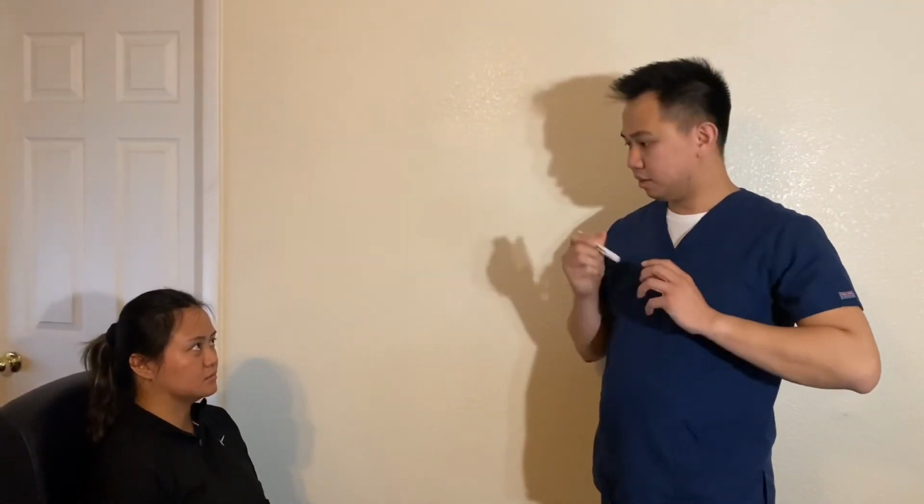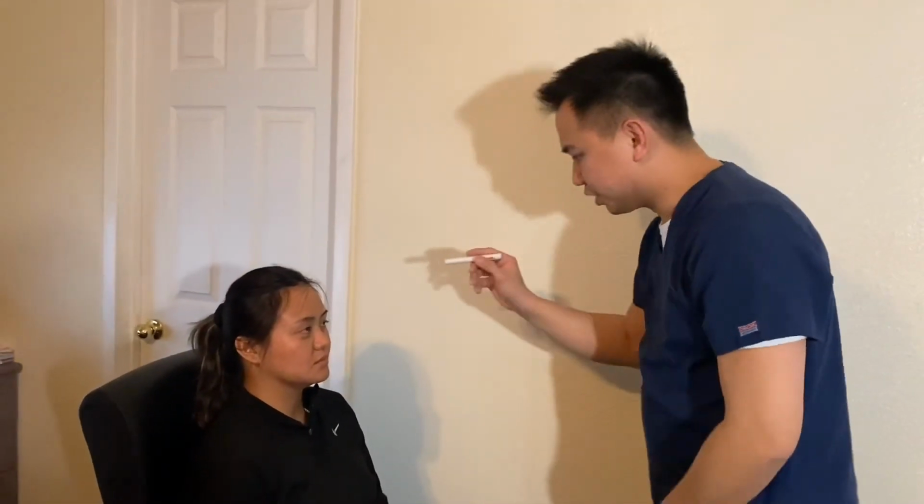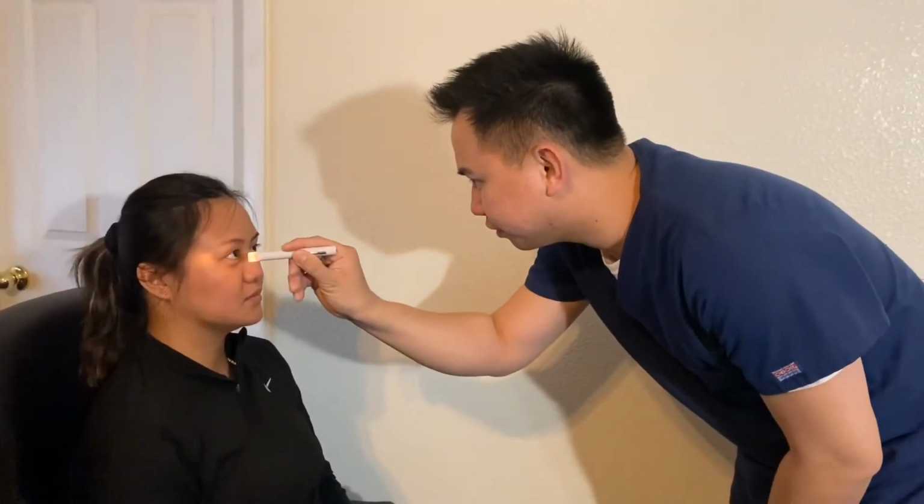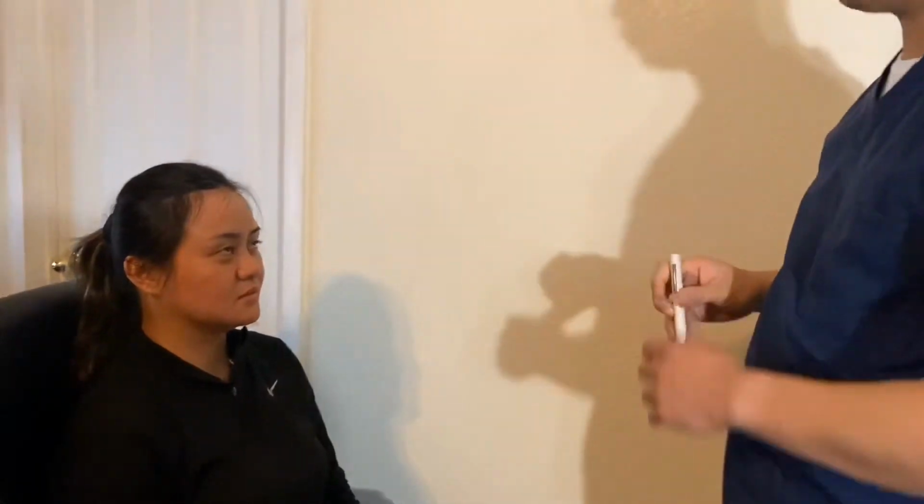And another thing that we test for the optic nerve is the reaction to light. So I'm gonna, using a penlight, test for pupillary constriction. Okay, so pupils are reactive to light.